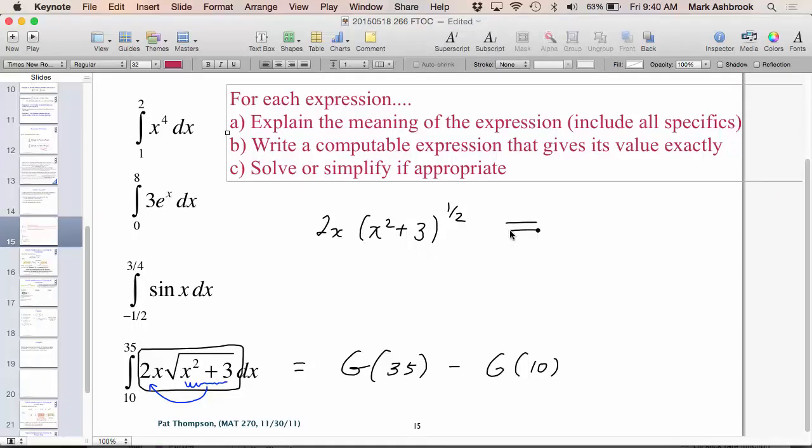Anybody? (x squared plus 3) to the 3/2 and 2/3, right? Okay. So this is kind of like a guess. How can we check it? Find the derivative. If you find the derivative of that, and you get exactly what you started with, then we got the right antiderivative, right?